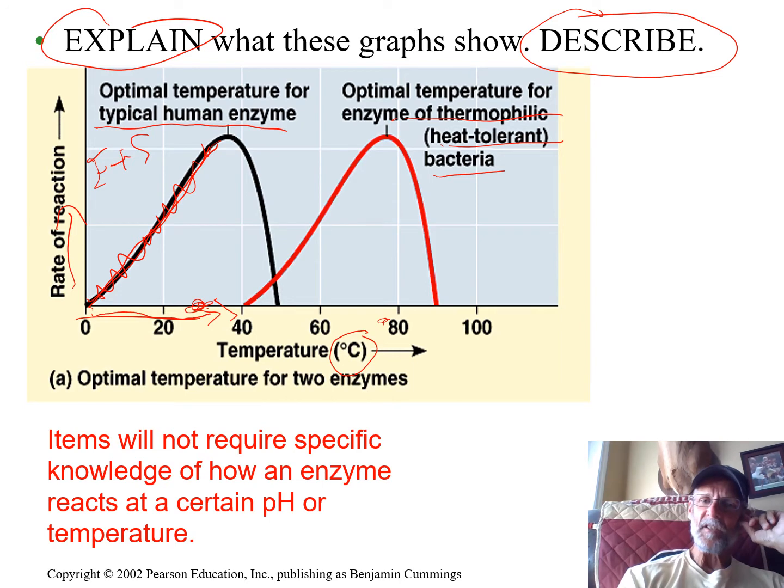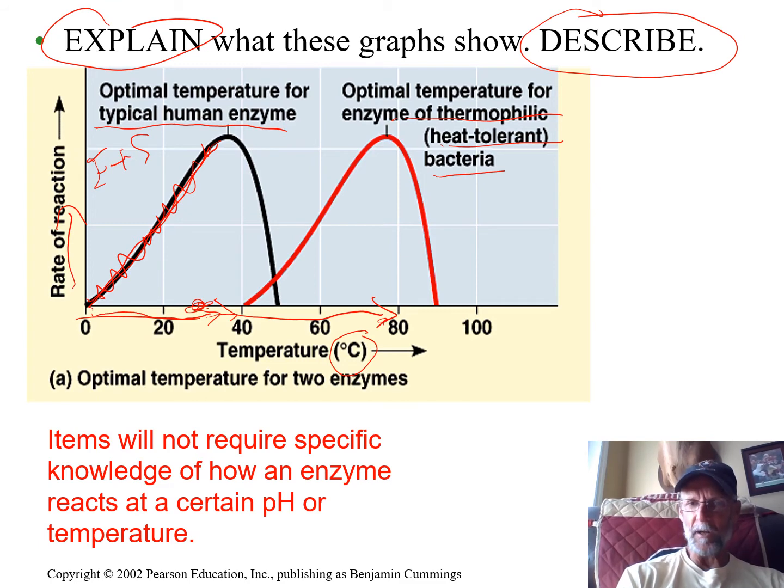But now look at this. If we keep increasing the temperature, unlike when we kept increasing the substrate concentration, this enzyme doesn't reach some kind of limit and then just continue. It doesn't work hardly at all in a very short period of temperature increase. Why is that? Well, now there's another factor involved.